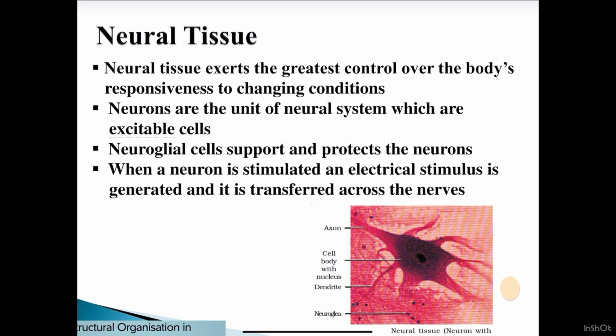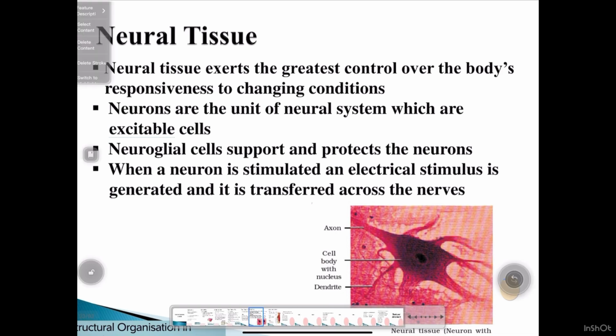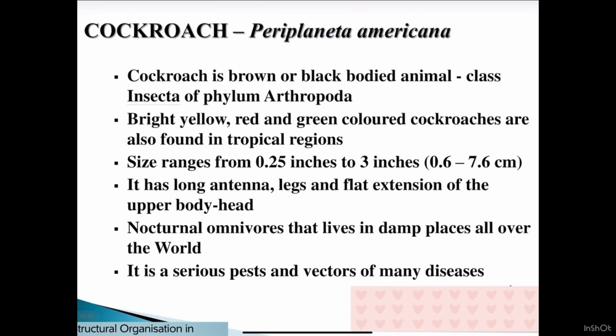Next, neuroglial cells make up over half of the nervous tissue. This is an important statement from the NCERT: over half of the nervous tissue is neuroglial cells, which support and protect the neurons. When a neuron is stimulated, an electrical impulse is generated and transferred across the nerves. And here is the diagram: axon, cell body, dendrite, and these are the neuroglial cells. The dotted things are neuroglial cells. Alright, that's about it.